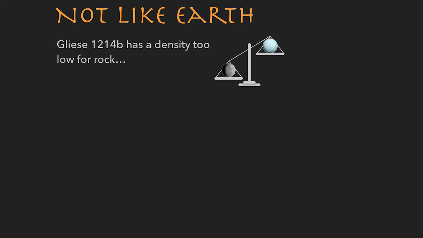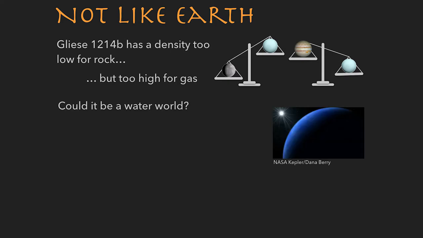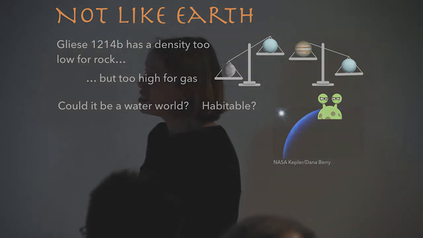Well, Gliese 1214b is interesting because its density is weird. It has a density that's too low to be a rocky planet like the Earth, but too high for gas. So what is it? Well, we think it may be a water world with a global ocean covering the whole planet. Could that be habitable? It's got water, but for a surface ocean, we have some problems, namely our atmosphere.